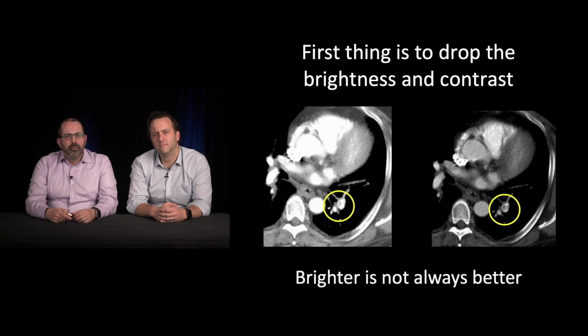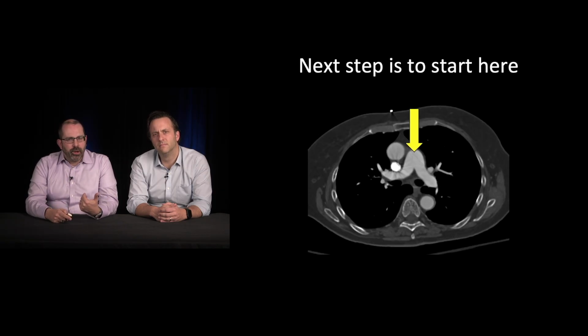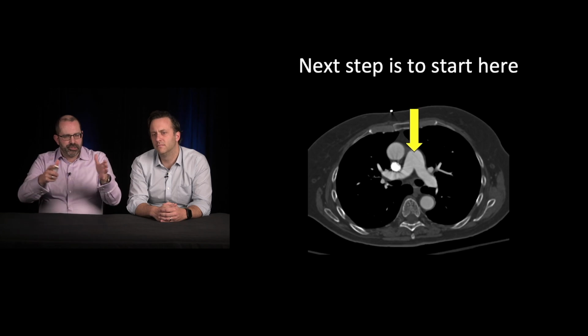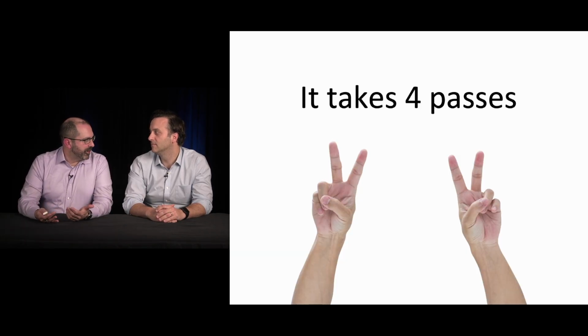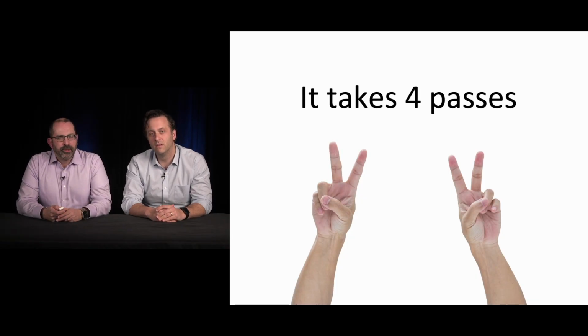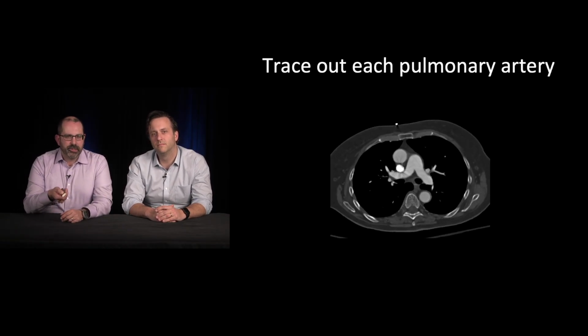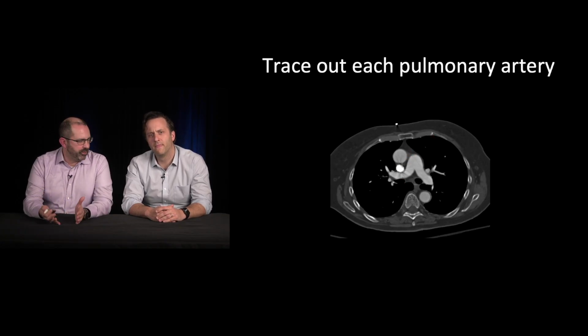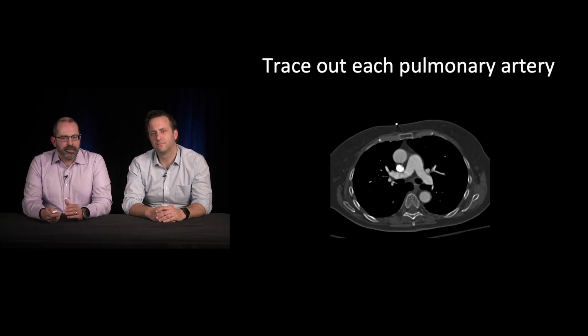And then moving on is when I actually start to look at the pulmonary vasculature itself. In my method, it really takes 4 passes to look for a PE. And so our starting point is going to be here. Here are our right and left main pulmonary arteries. And this is where we're going to keep coming back to. Like I said, it really takes 4 passes.